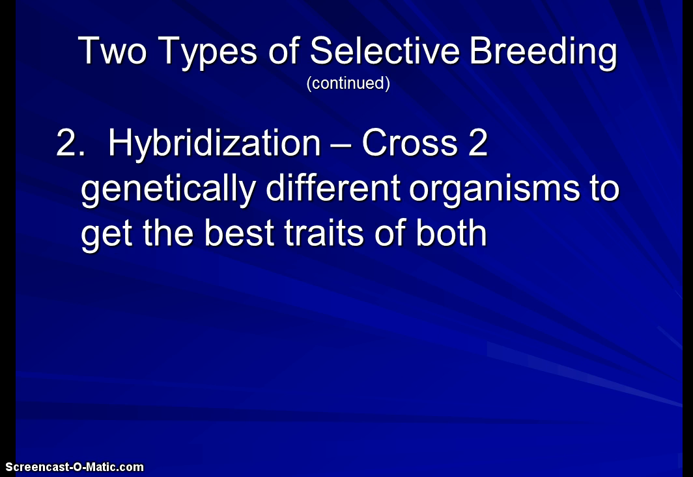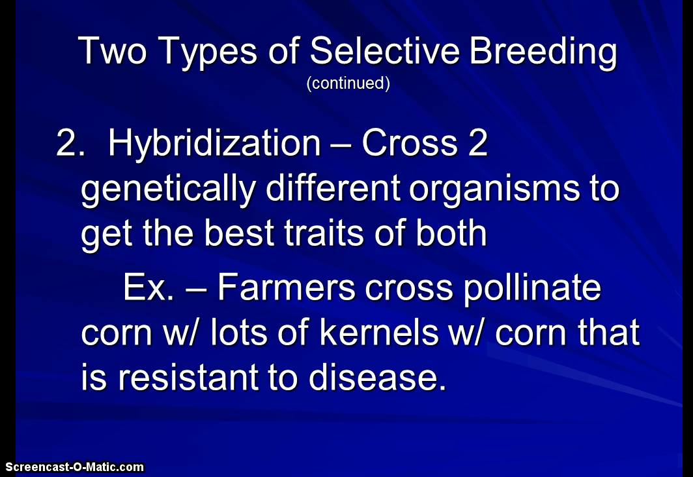And we saw, some of you have seen this Bill Nye, where they cross a donkey and a horse and they get a mule, or a mule and a horse and they get a donkey, I forget. But that's one example. Okay, another example is farmers crossing corn that have lots of kernels with corn that is resistant to disease. So they're hoping that they're going to get lots of kernels that is resistant to disease. They're hoping they get those two traits. Does it always work? No. Sometimes it doesn't work. Sometimes they might get traits they don't want showing up. But they keep trying until they get something close to what they're looking for.